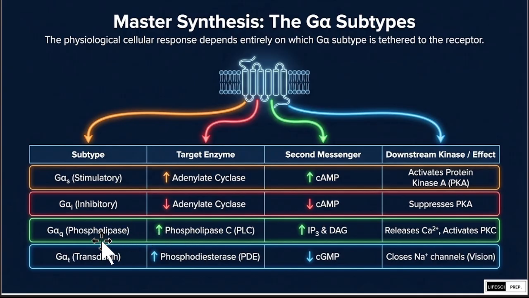G alpha Q is for phosphodiesterase. No, sorry, not for phosphodiesterase. It actually activates the secondary messengers, that is IP3 and DAG, which are used to release calcium and activate PKC. G alpha T is the phosphodiesterase, which reduces cGMP to GMP, or converts the cyclic GMP to normal GMP, and closes the sodium plus channel. In these cases, the gamma and beta also work.